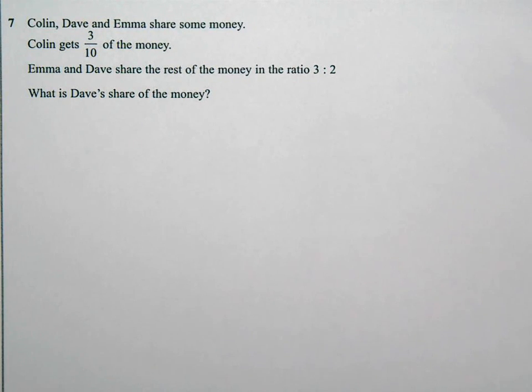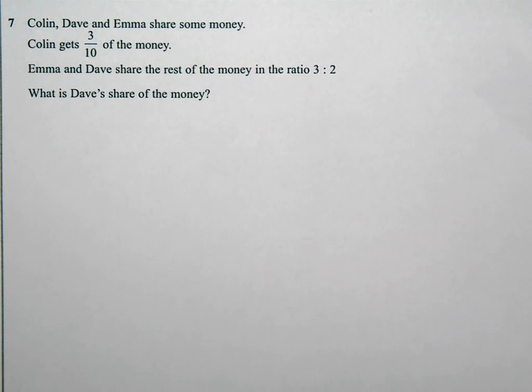This is question 7 in the June 2013 calculator paper, the higher paper. This question is quite a fiddly question and actually wasn't answered particularly well. A lot of people had issues with this question. However, there are several ways to do it. I'm going to look at one way which is pretty straightforward, pretty logical.